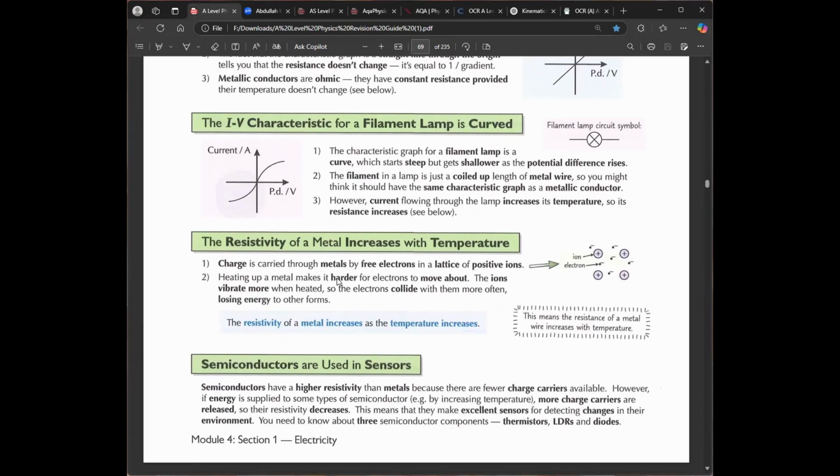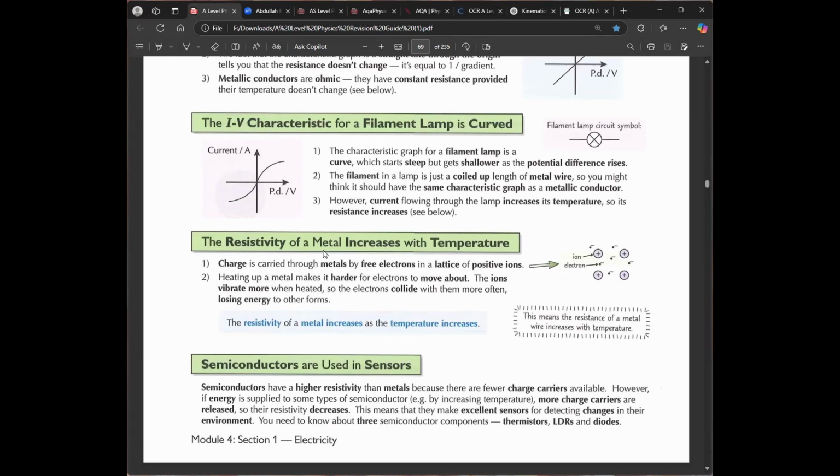The resistivity of a metal increases with temperature. So we already know, as I told you, the resistivity of a material is constant as long as the temperature is constant. The resistance only depends on other factors like the length of the conductor and the cross-sectional area, but its resistivity value remains constant as long as the temperature remains constant. But here they say the resistivity of a metal increases with temperature. So temperature changes everything. You should keep that in mind.